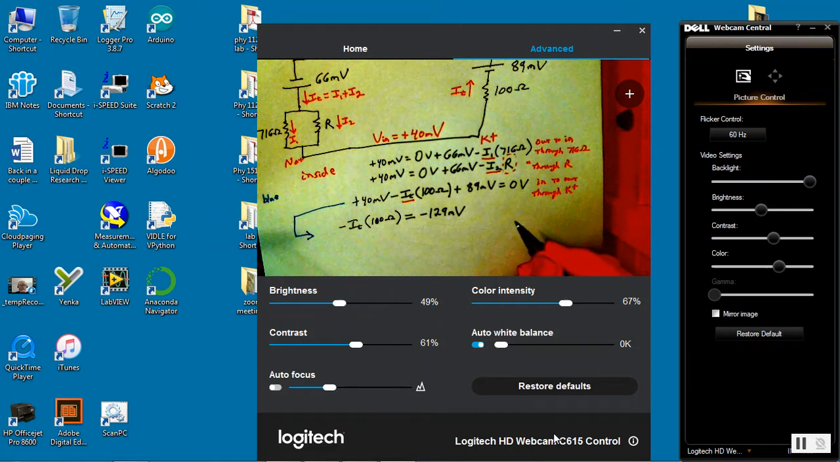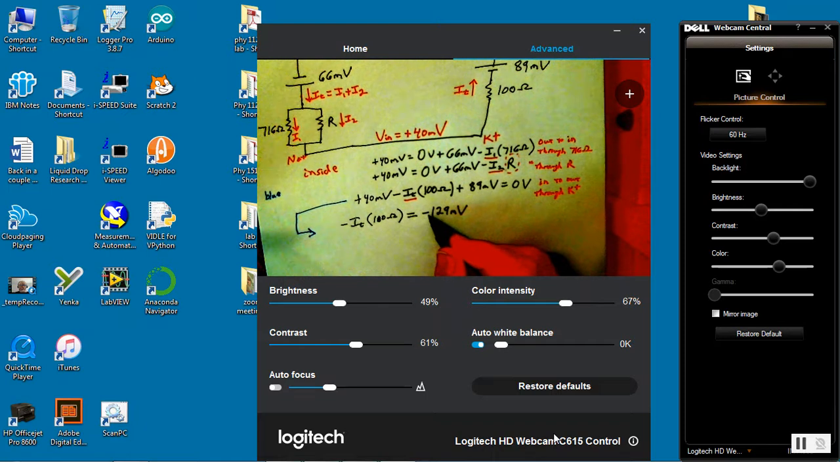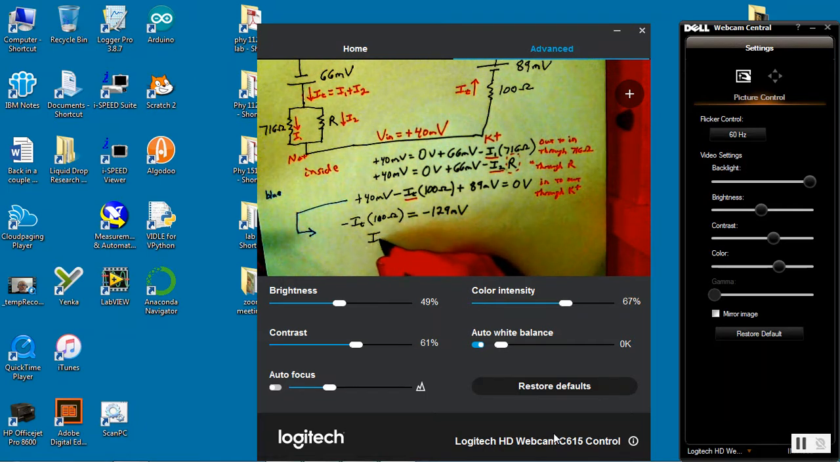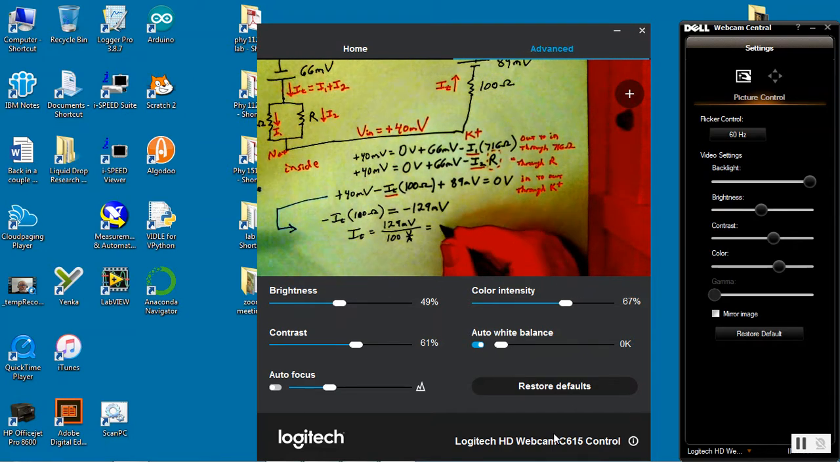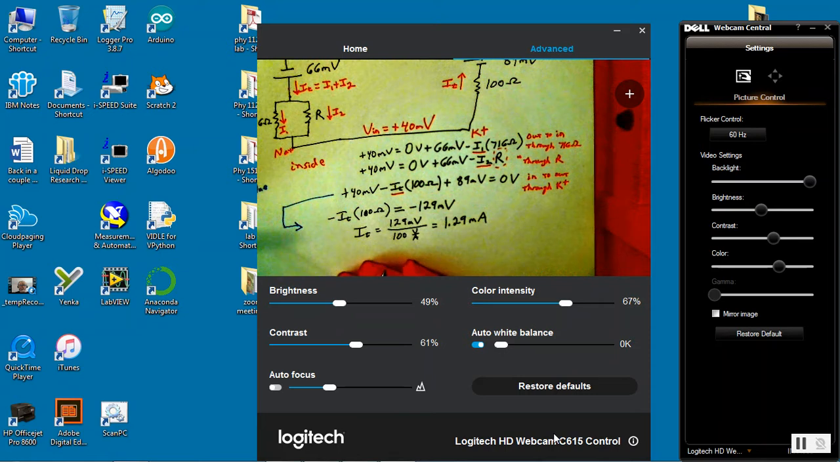Okay. Divide by the 100 ohms and multiply both sides by a negative. I will have IT equals 129 millivolts divided by 100 ohms. And an ohm, remember, is a volt per amp. And I get 1.29 milliamps. That's the total current going through the circuit.